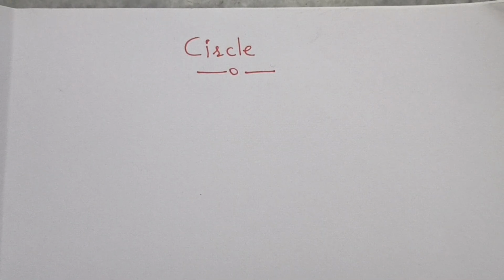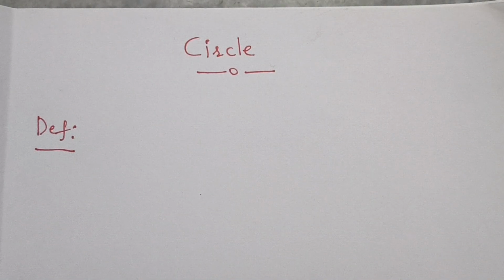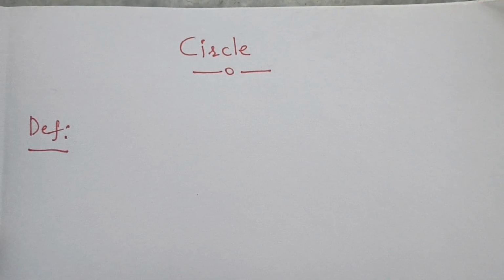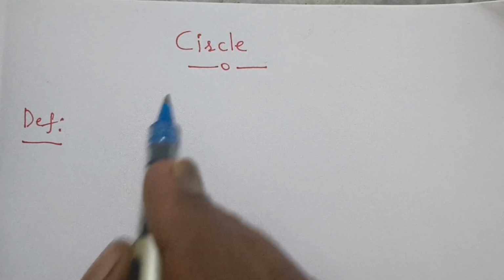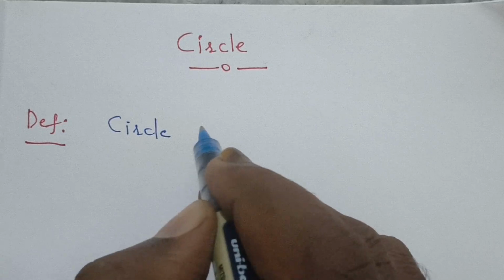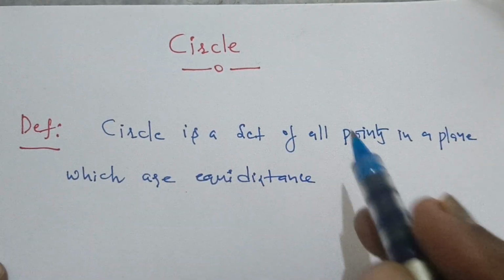Hello students, in this video we will learn about one of the shapes of the conic sections, the circle. In the last video we saw the shapes of the conic sections with the help of a cone. Now in this class we will learn briefly about the circle. First we start with the definition.